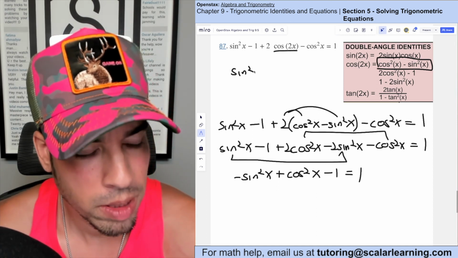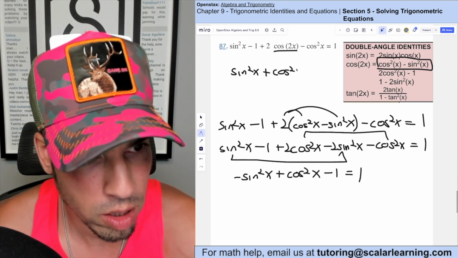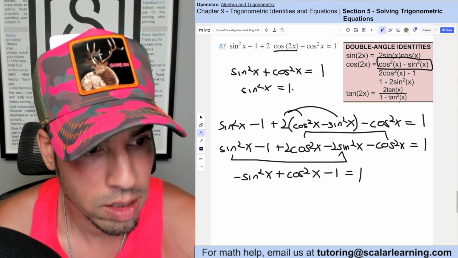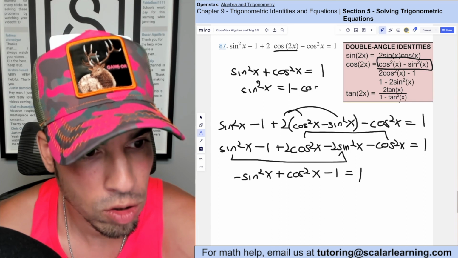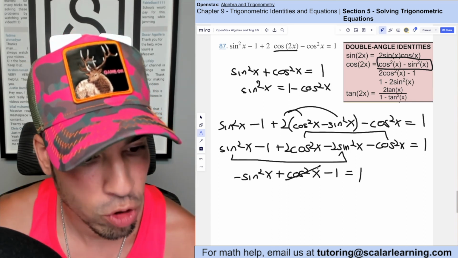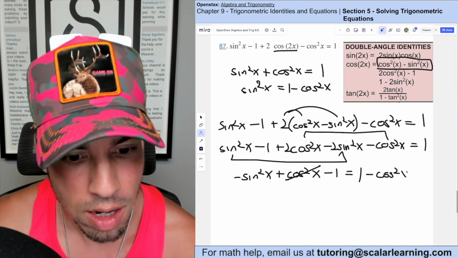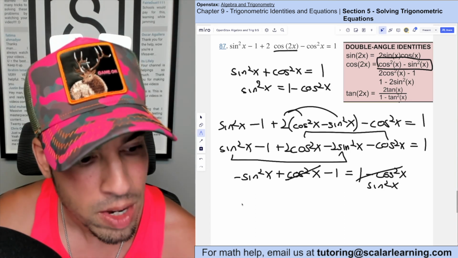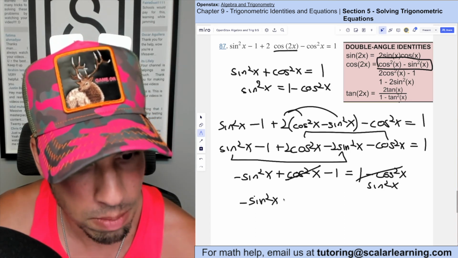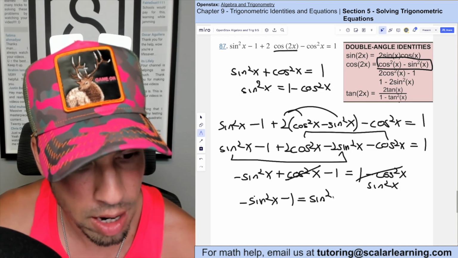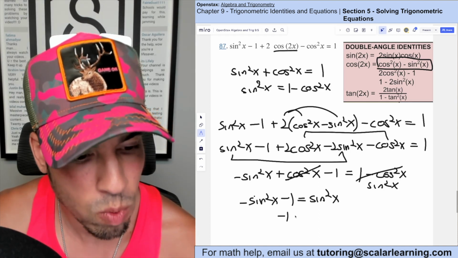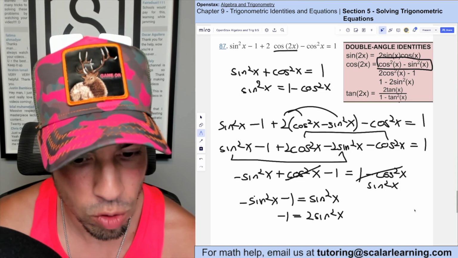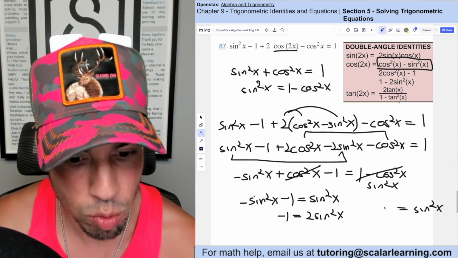Now, if you remember back to our Pythagorean identity, which is sine squared x plus cosine squared x is equal to 1, I know that sine squared x, if I subtract cosine squared from both sides, is equal to 1 minus cosine squared x. So that's pretty cool because if I subtract this from both sides, look at that. I get 1 minus cosine squared x, which is the same as sine squared x. So now I get everything in terms of sine squared x. I got negative sine squared x minus 1 equals sine squared x. Now if I add this to the other side, I got negative 1 equals 2 sine squared x. Now if I divide both sides by 2, I get sine squared x equal to negative 1/2.